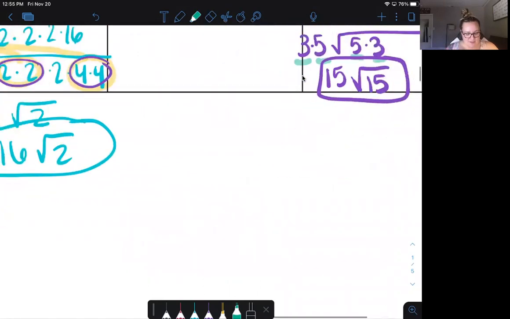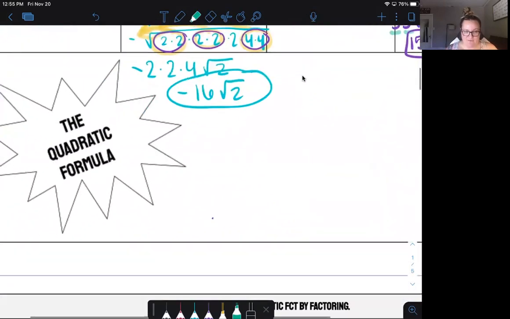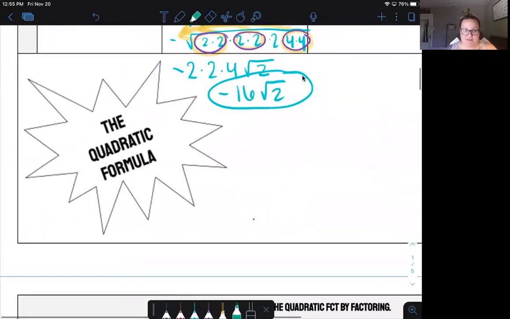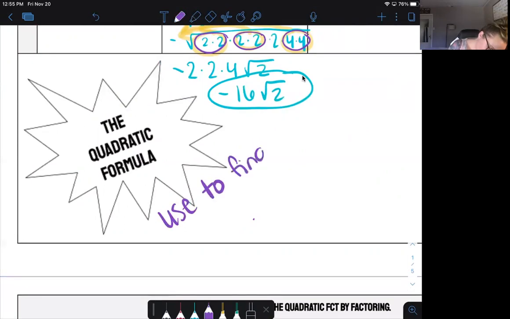All right, let's dive right into the quadratic formula. This is seriously one of my favorite things in Algebra 2 ever, which is pretty cool. So the quadratic formula is a formula that we use to find our x-intercepts, or also known as our zeros. So we use it to find our x-intercepts and zeros.